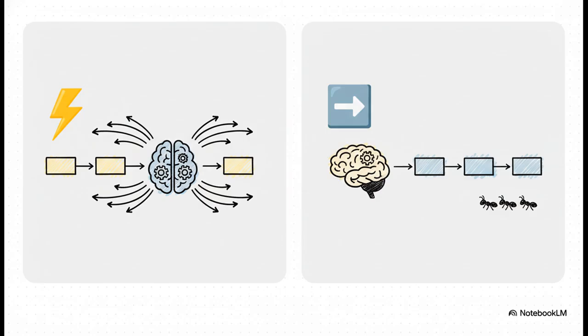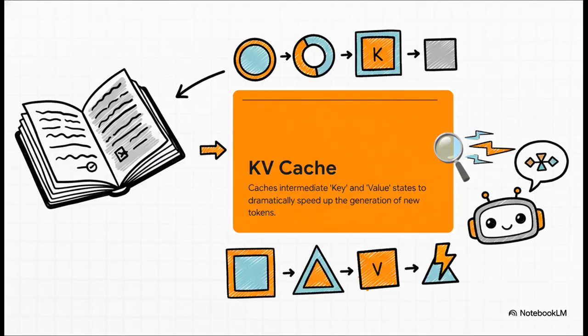It's super fast and compute heavy. Then comes the decode phase, where it generates the answer, one token at a time. And that's a much slower, more sequential process. So what's the secret to making that one token at a time decoding fast? It's a clever trick called the KV cache.